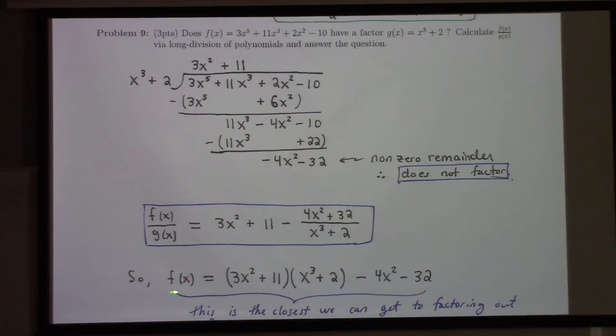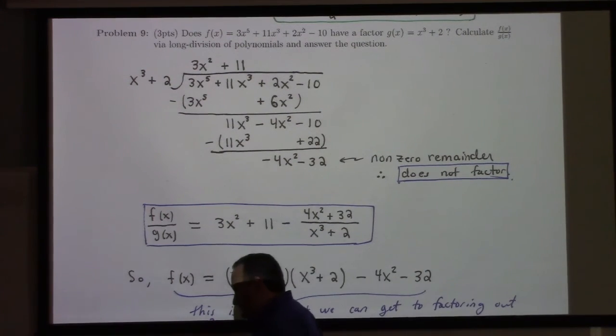So I don't think I've told you guys this before, but you could look at this in some sense as the closest thing you can do to factoring for this problem. Like you can't factor out x cubed plus 2 from f of x, but you can do this much, and then you have this lower order piece over here. So this is as close as you can come to factoring x cubed plus 2 out of f of x is the way I think about it.